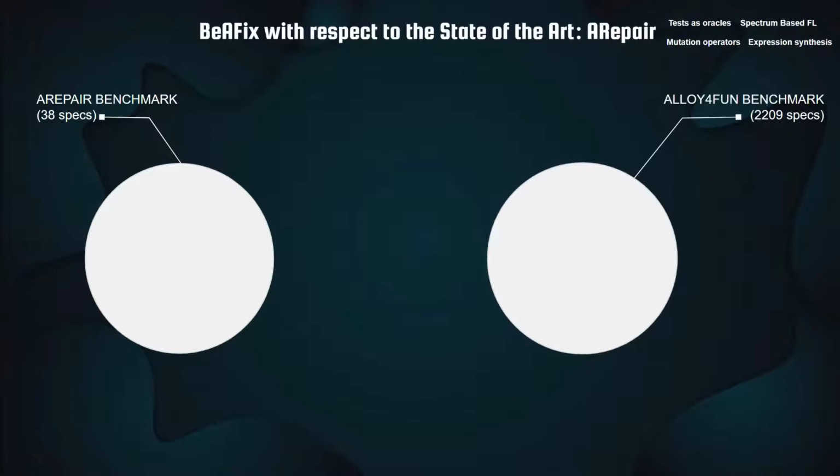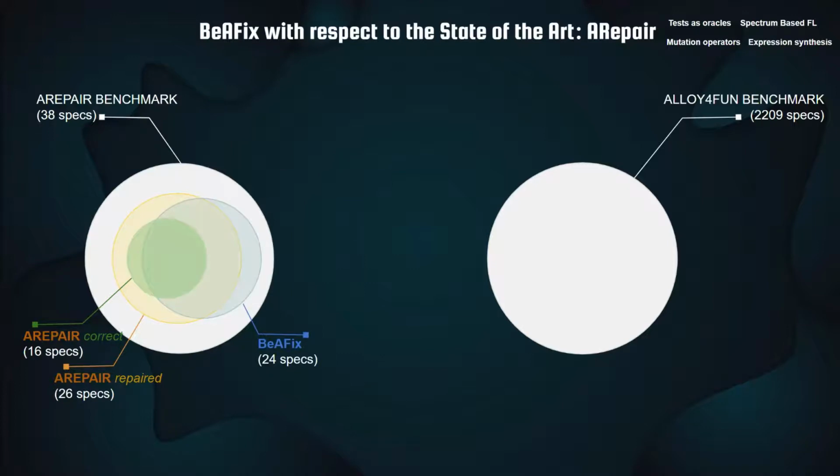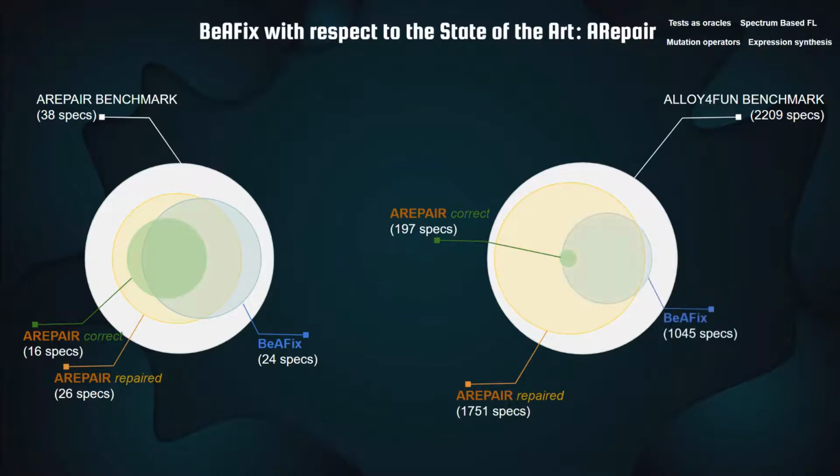On ARepair's benchmark, ARepair fixes 26 out of 38 models, with 10 of them being overfitting, evidencing that the test suite used as an acceptance criterion is too weak, requiring additional tests, while BeAFix repairs 24. On the Alloy4Fun benchmark, ARepair fixes around 80% of models, with 71 being overfitting, again showing the need for more tests to be added, while BeAFix repairs 47%.